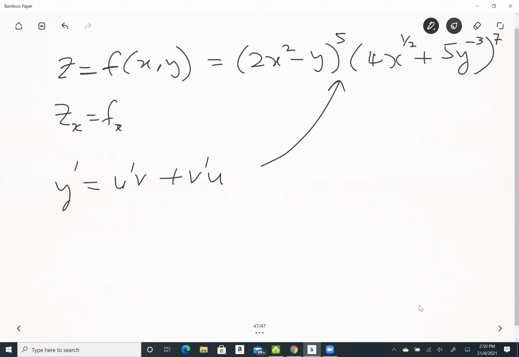Now you let u be the first part, the first term, and v equal the second term. Then u prime and v prime are the derivatives with respect to the variable you are differentiating with respect to. So if you want to find zx, that means u prime and v prime are derivatives with respect to x. Do it now, and then we come to the other one.